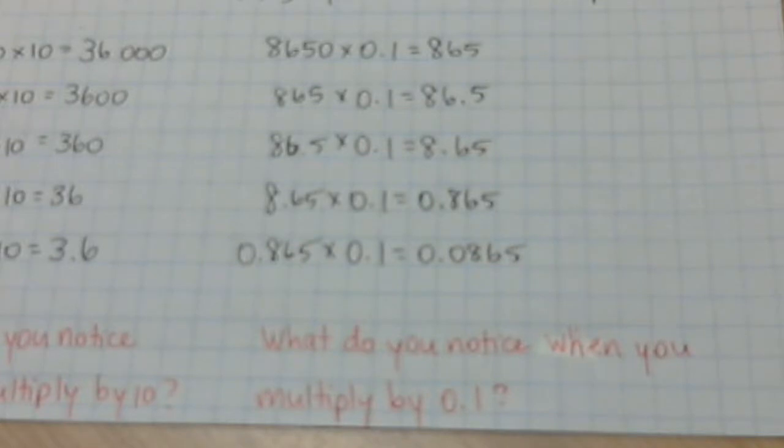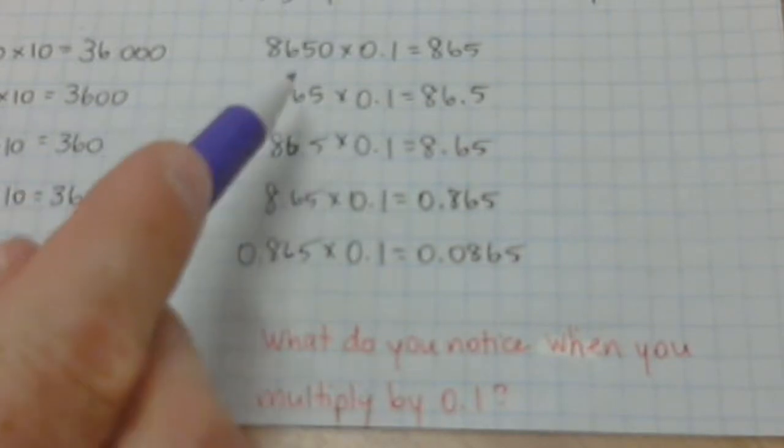8.65 times 0.1 is 0.865. Again, it gets smaller. 0.865 times 0.1 is 0.0865. Every time, the number is getting smaller. So it seems like if we're multiplying a number by a power of 10 that is less than 1, our number is going to get smaller.